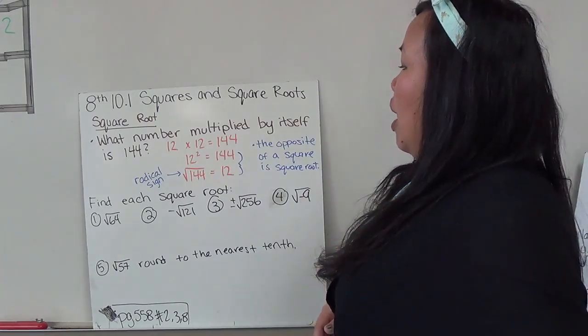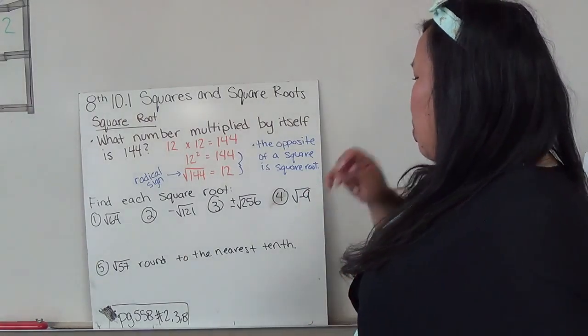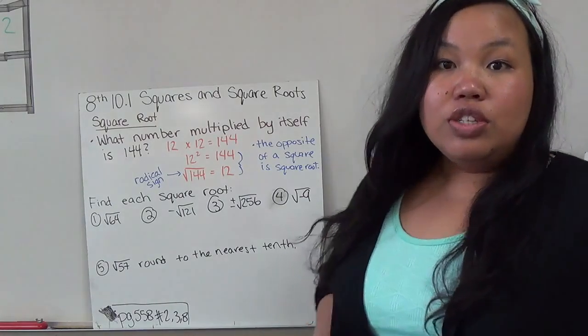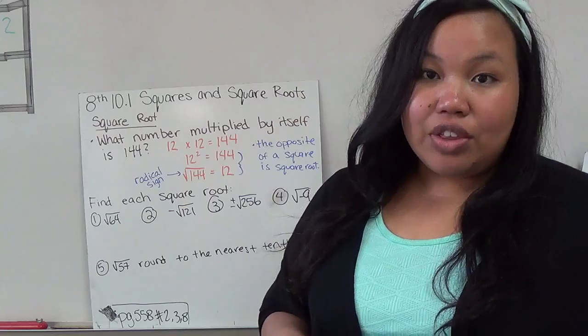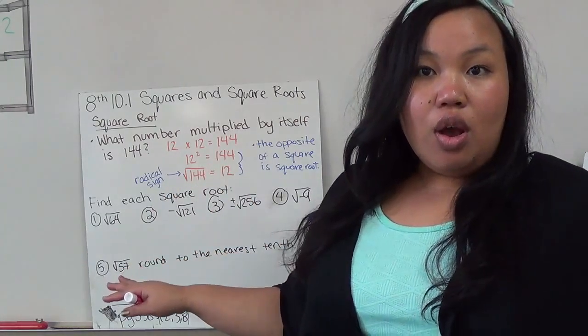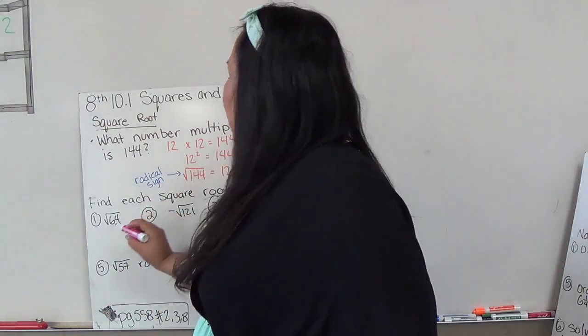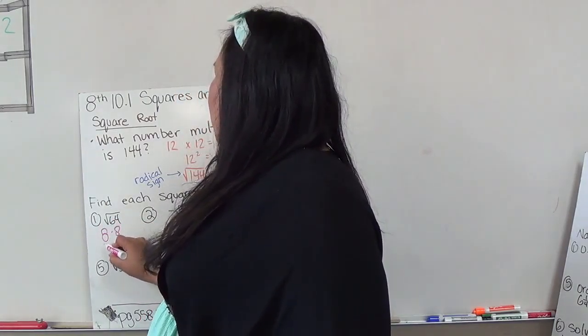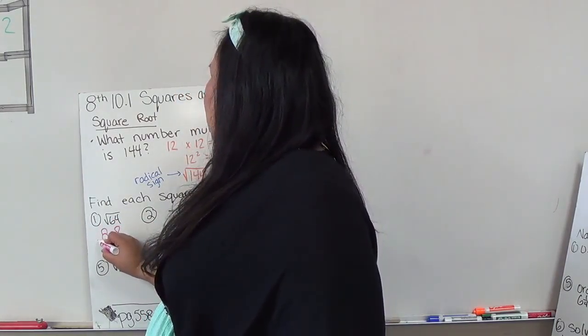So on this one, it says find each square root. So basically, the first one is asking me to find what number multiplied by itself gets me 64. Well, 8 times 8 gets me 64. So the square root of 64 is 8.